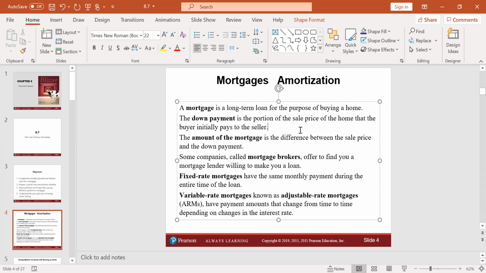So the amount of the mortgage, or the amount you finance, is basically the price of the house minus however much you're willing to pay off right away, the down payment.